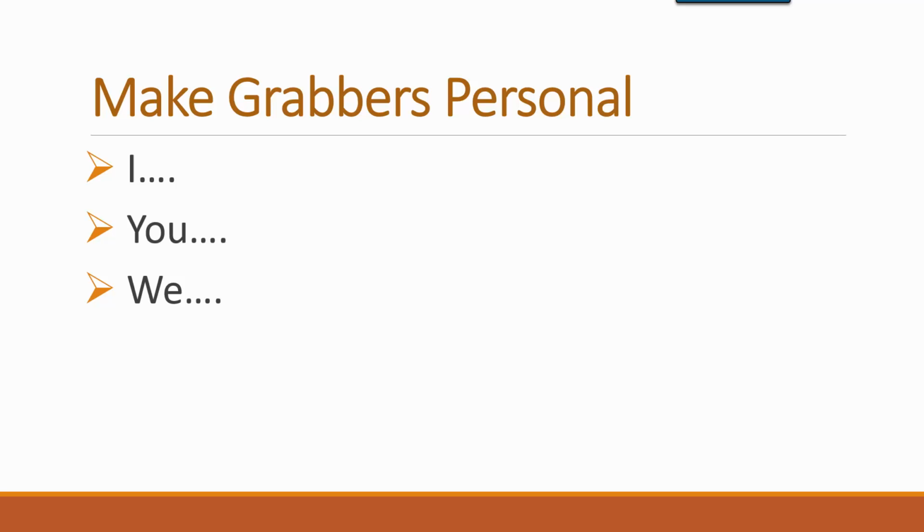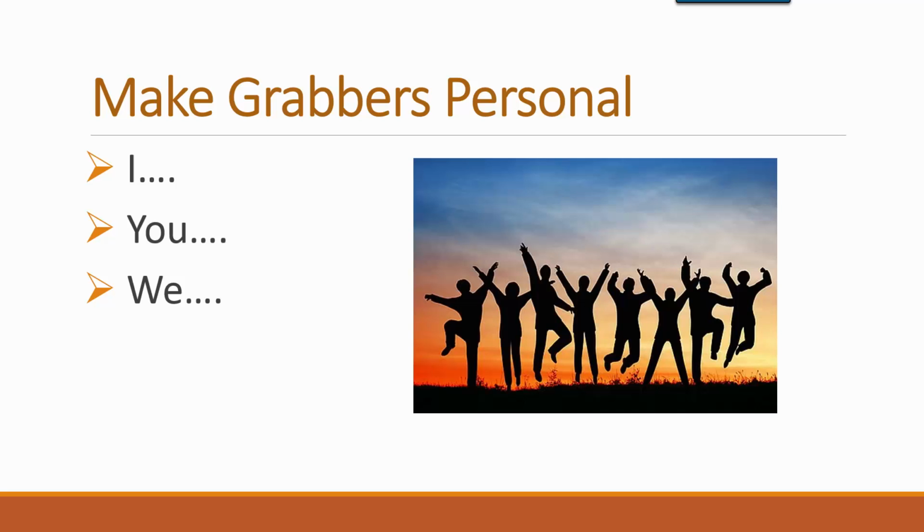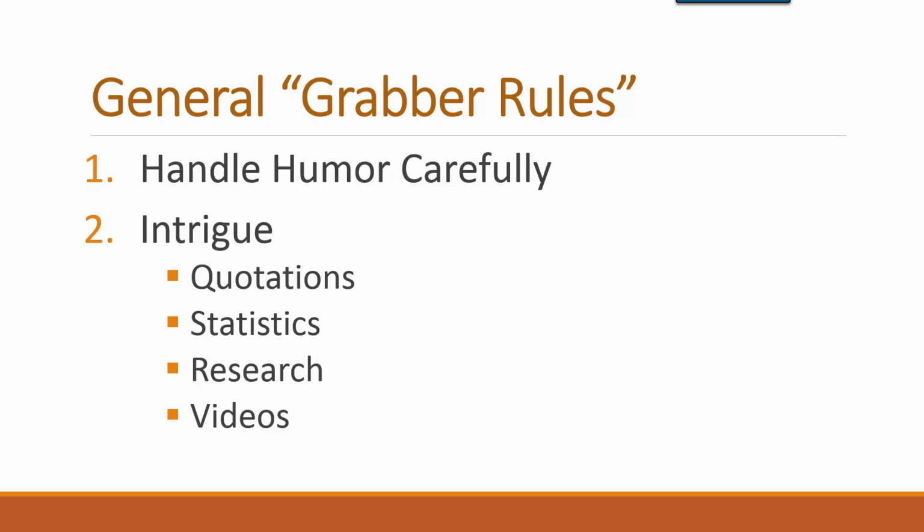When you use we, don't use the royal we. Talk about the group as a team. Everyone working together. What is your vision? We as a team, what are we going to accomplish? What are we facing? What are the troubles we're dealing with? Other grabber rules are handle humor carefully and intrigue your audience. Use quotations, statistics, research, and videos. Our chapter talks about poetry. I would discourage poetry. But quotations, statistics, research, and videos work very well.